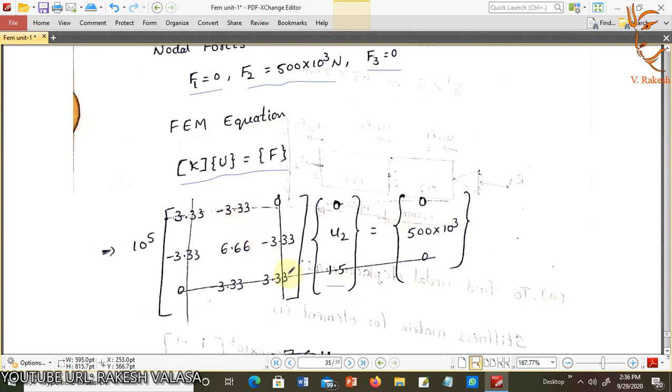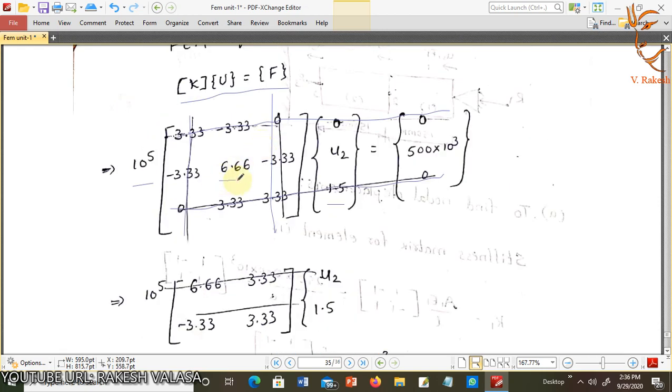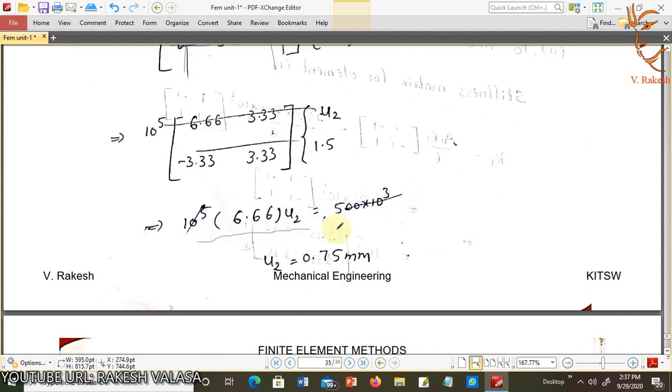Now apply the boundary conditions. Now eliminate the first row and first column, third row and third column. Write the remaining elements, that is 10 power 5 into 6.66 into u2 equal to 500 into 10 cube. This is the equation. Now simplify this equation, you can get u2 equal to 0.75 mm.